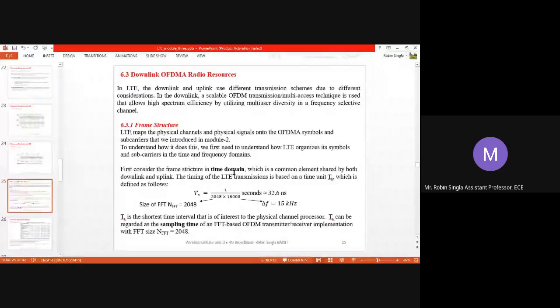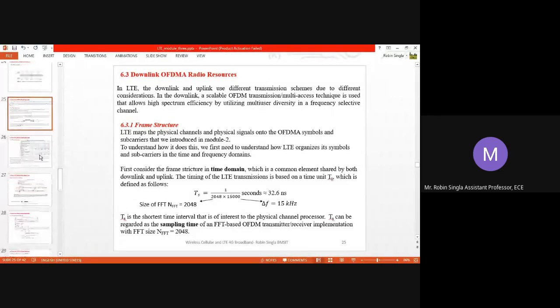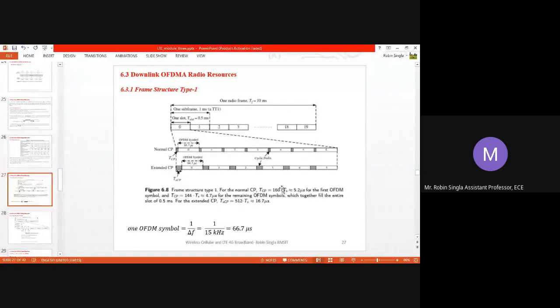Then we have seen how this information is framed in the time domain. Okay. So this time domain has a sampling time of 32.6 nanoseconds, and this is the frame structure type 1, which is used for FDD mode. And one radio frame is of 10 milliseconds.